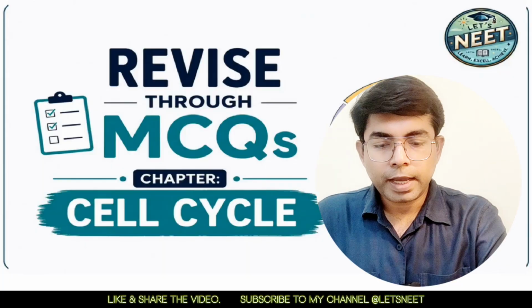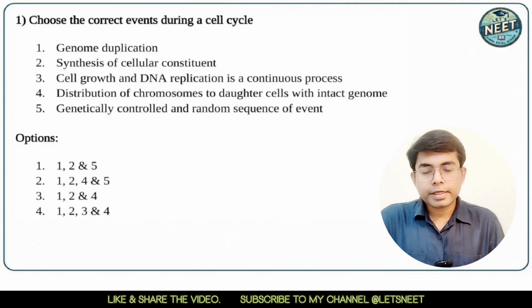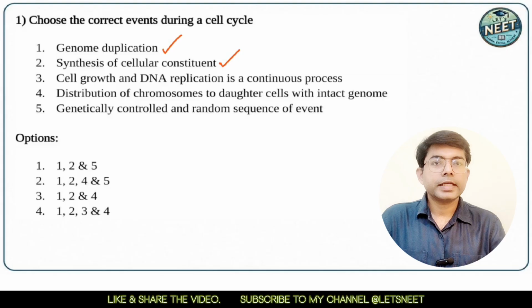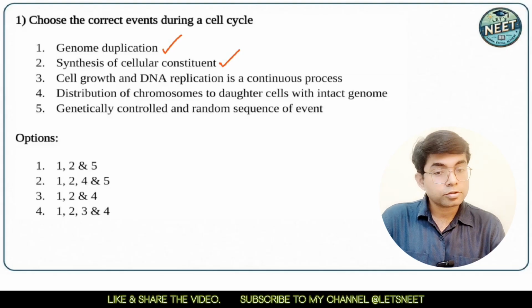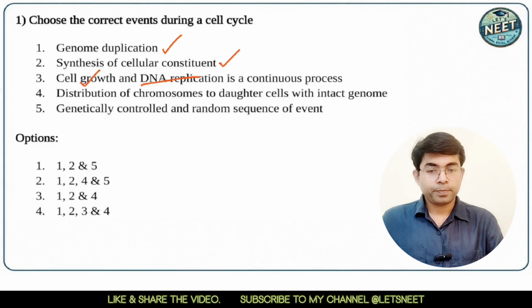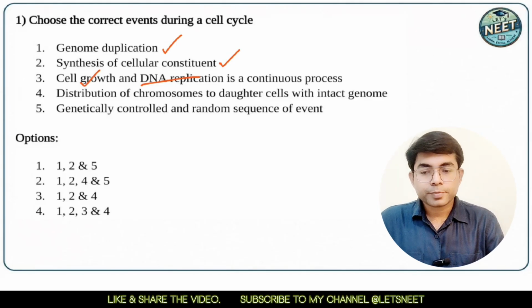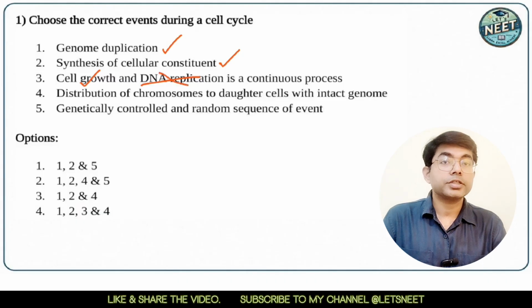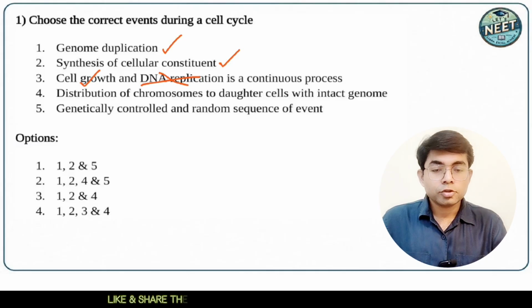The first question says, choose the correct event during the cell cycle. Genome duplication, yes, it happens during the cell cycle. Synthesis of cellular constituents, meaning the cell organelles, yes, they are also synthesized. Cell growth and DNA replication is a continuous process. Now cell growth is a continuous process, but is DNA replication a continuous process? No, DNA replication is not a continuous process. DNA replication only takes place in the S phase, so this is wrong.